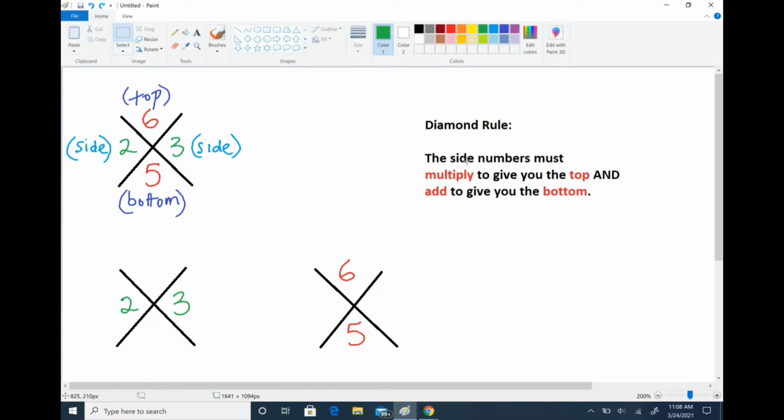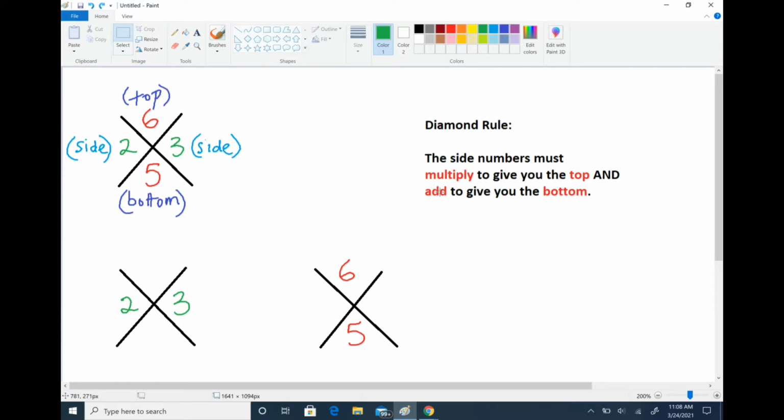It's a very straightforward rule. So let's see if that works with this diamond setup that I have here. Our top number is 6, the bottom number is 5, the side numbers are 2 and 3. So let's see if the diamond rule works here. How do you get 6? Well, you get 6 by multiplying the side numbers, which is 2 times 3. So 2 times 3 gives you 6. So far, the diamond rule is working.